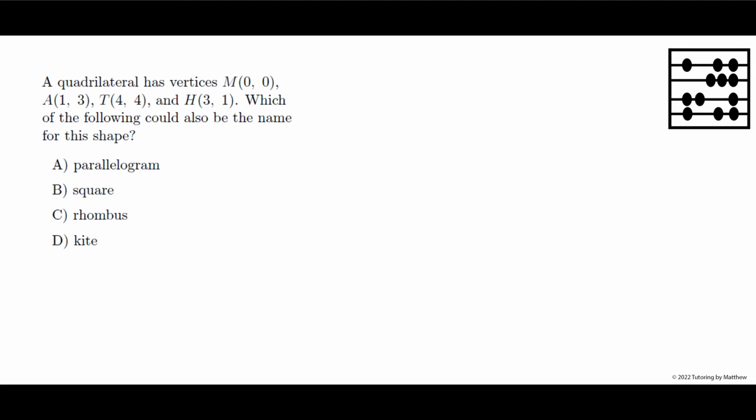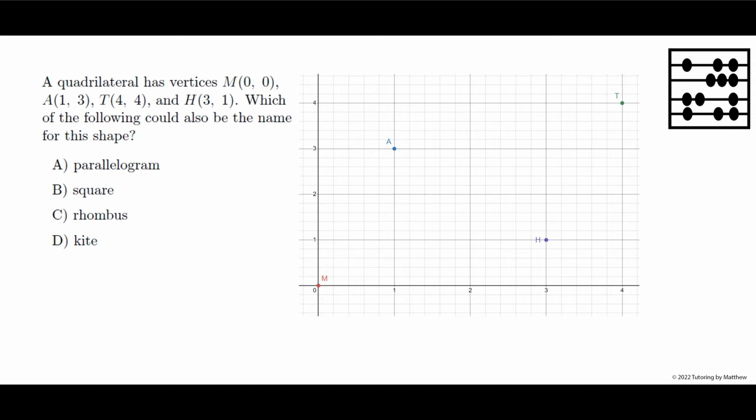A quadrilateral has vertices M (0, 0), A (1, 3), T (4, 4), and H (3, 1). Which of the following could also be the name for this shape? Start by graphing the quadrilateral. I use Desmos to graph the quadrilateral, and I've labeled each point.